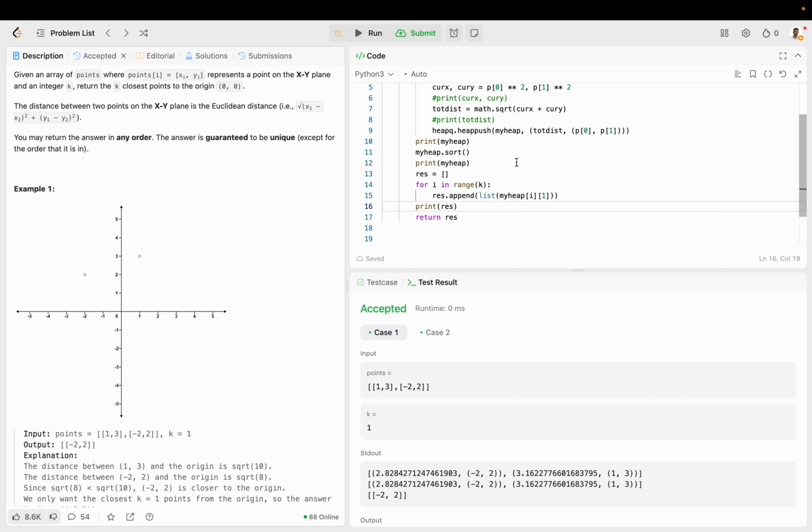And then after that, you push the distance along with the actual coordinate, to see how far it is from the origin, onto a heap, and then sort it, and then get the first k coordinates from the list and return that as a list instead of a tuple.